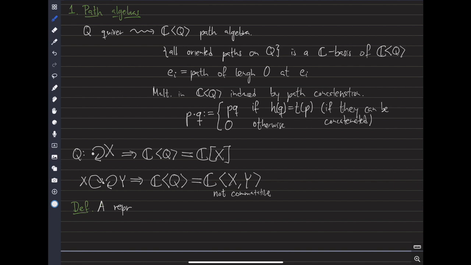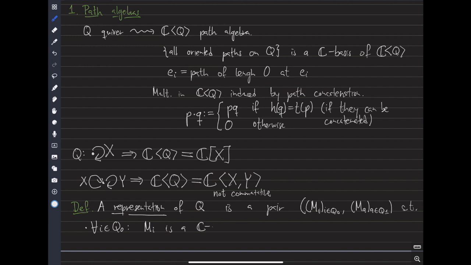A representation of Q is a pair, let me call it I in the vertices and A in the arrows, consisting of, for each vertex, a vector space, and for each arrow, let's say from J to I in Q, M_A is a C-linear map from M_J to M_I.